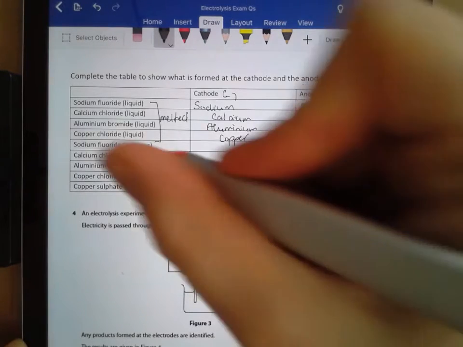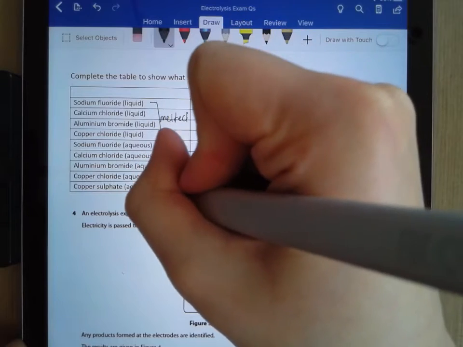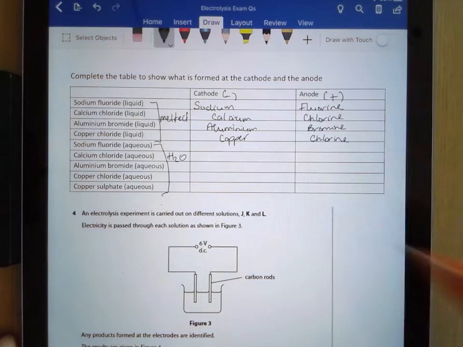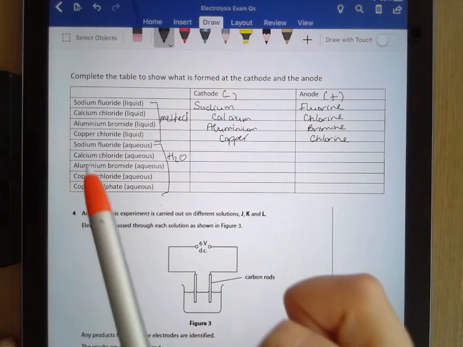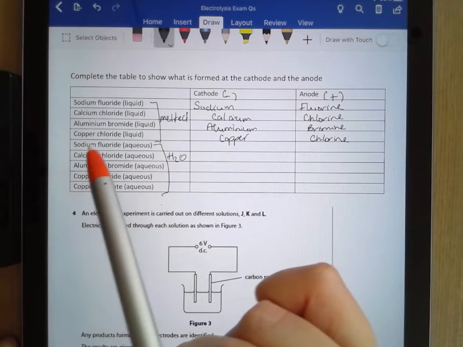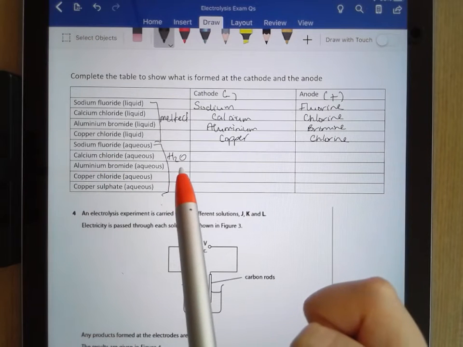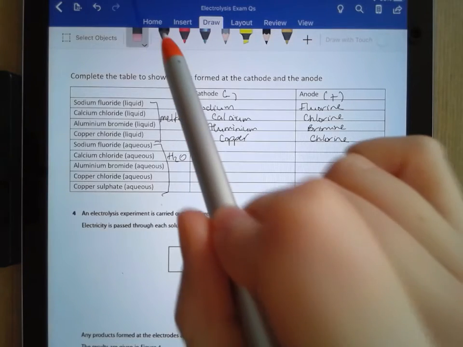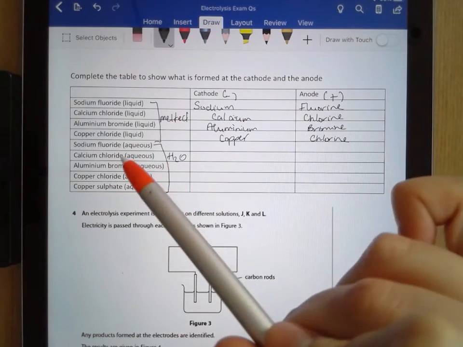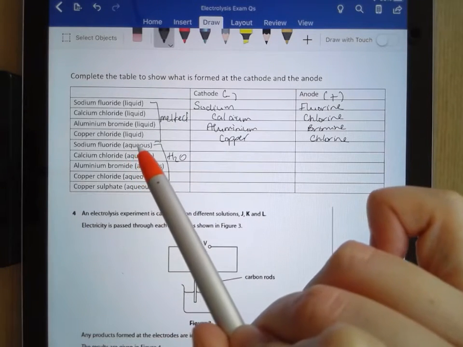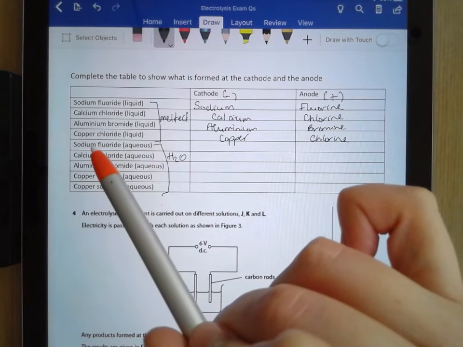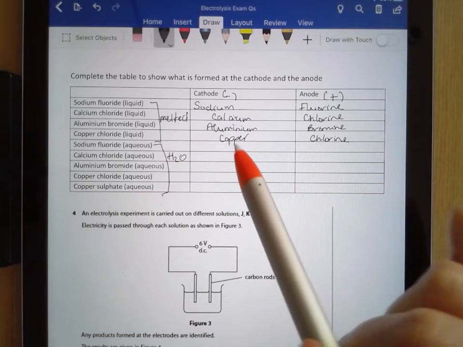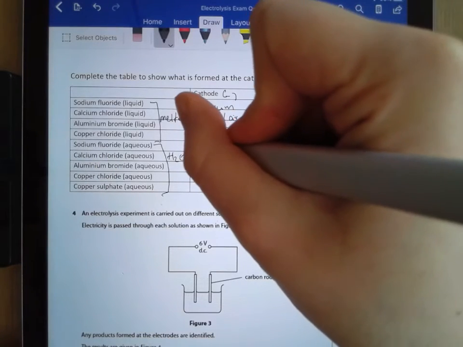The next ones, you see that they have aqueous after them. And if it's aqueous, it means you've dissolved it in water. Because you've dissolved them in water, as well as having the elements in the compound, you've also got hydrogen and you've got oxygen from the water, and that's going to affect your answer. So in general, if it's aqueous, you have to look at the metal. If the metal is not copper, then hydrogen is going to form at the cathode.